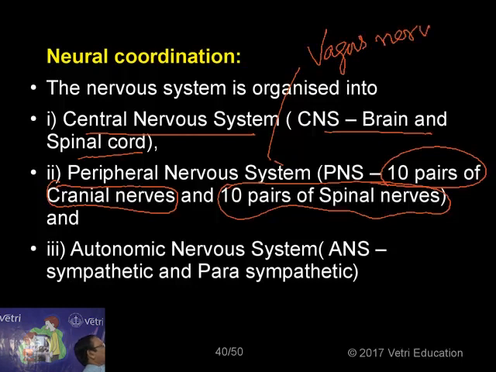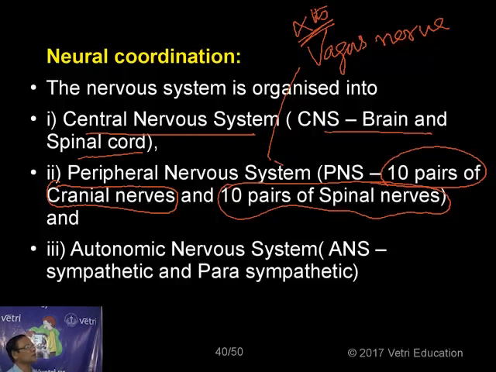The vagus nerve is the 10th cranial nerve. There are 10 pairs of cranial nerves, and the first one is olfactory. The last is the vagus nerve. Actually, that one they asked in the question paper: the last cranial nerve in the frog is the vagus nerve, nothing but the 10th cranial nerve.